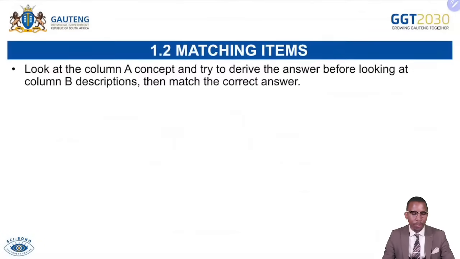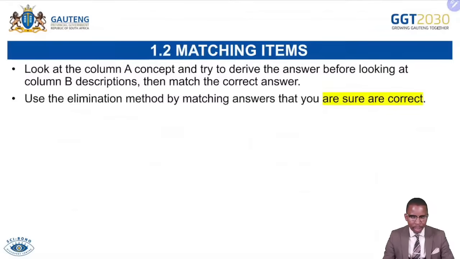1.2, matching items. There are different ways to approach 1.2. You either look at column A and try to define those concepts without looking at column B, or look at column B, read them all, and provoke the concept for them. So look at the column A concept and try to derive the answer before looking at the column B descriptions. Then match the correct answer. And then use the elimination method by matching answers that you are sure are correct. Start with what you are sure is correct. Because the danger here is that getting 1 answer wrong might mean you are getting 2 answers wrong. Getting 2 answers wrong might mean you are already getting 4 answers wrong.